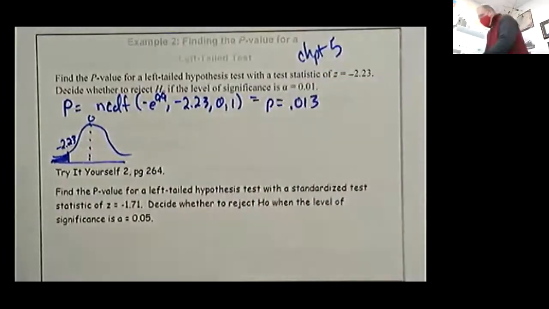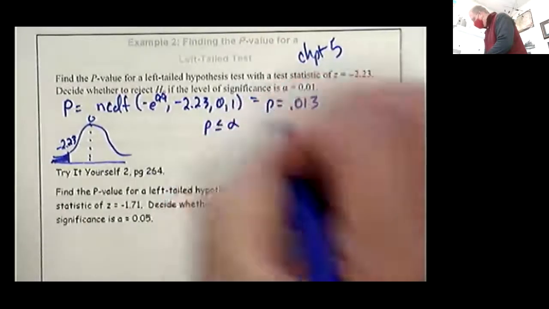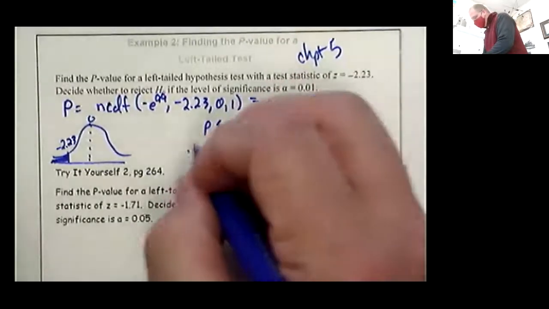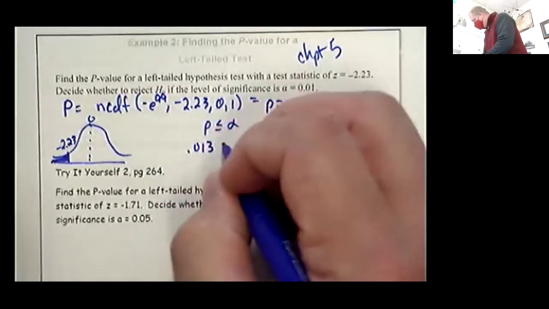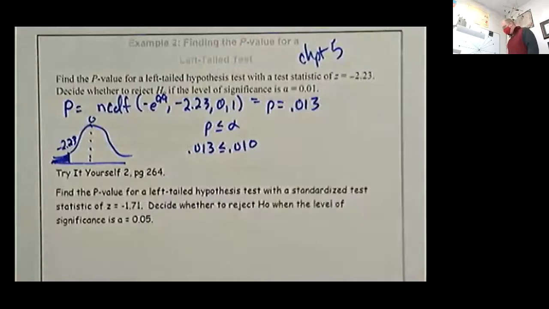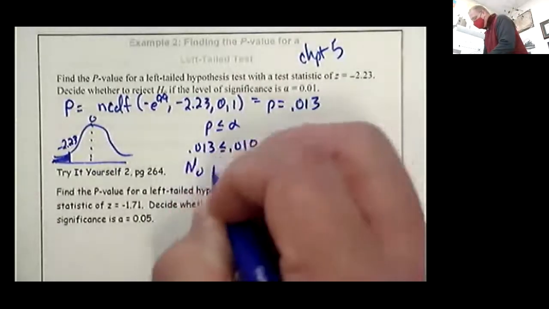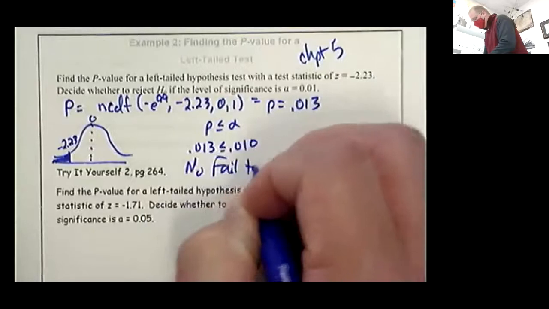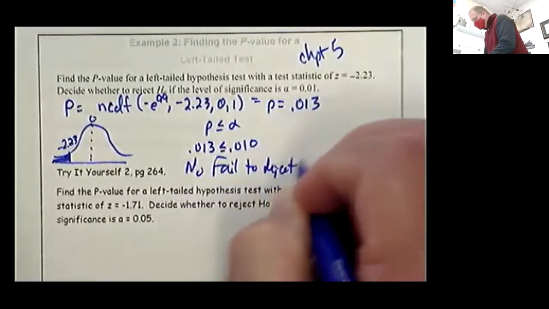Now we can compare our p-value to see if it's less than or equal to alpha. Our p-value we just got was 0.013, and our alpha is 0.01. Again, we can add a decimal place there to make it look like they're the same numbers. Is 0.013 smaller than 0.010? Is 13 smaller than 10? No. So we're going to fail to reject the null hypothesis.